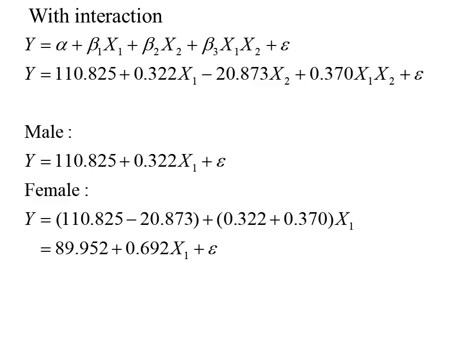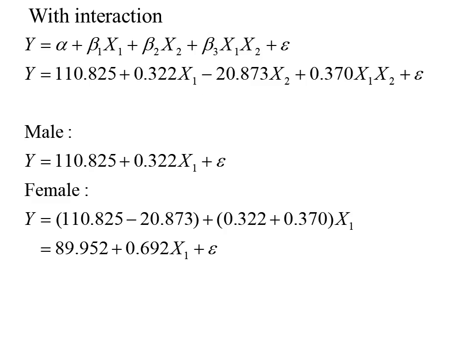For males, X2 is 0. Thus the third and fourth terms disappear and only the first 2 terms remain. For males, a 0.322 point difference in systolic blood pressure corresponds to 1-year difference in age. For females, making X2 equal 1 in the third and fourth terms, we get this equation. For females, a 0.692 difference in systolic blood pressure corresponds to 1-year difference in age.